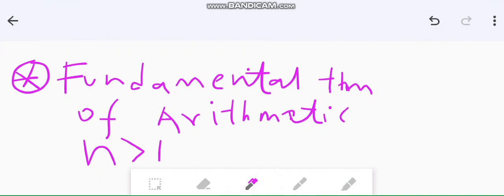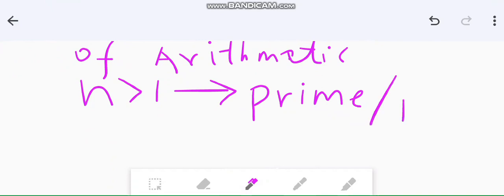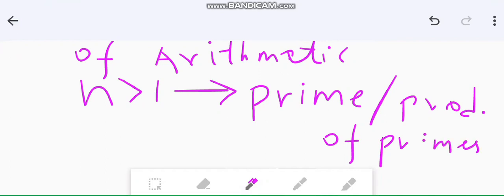So the fundamental theorem of arithmetic says that if n is an integer greater than 1, then n should be either a prime or a product of primes. Obviously I will be showing you a couple of examples.